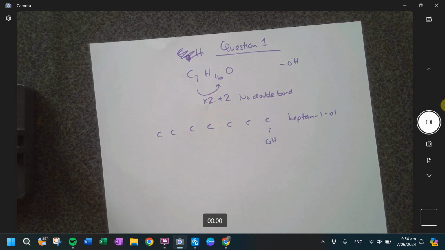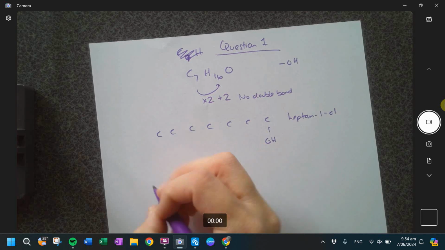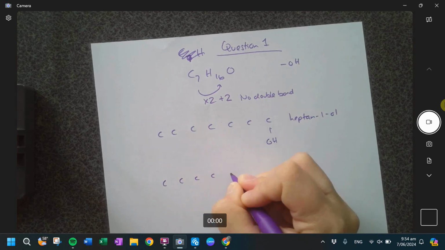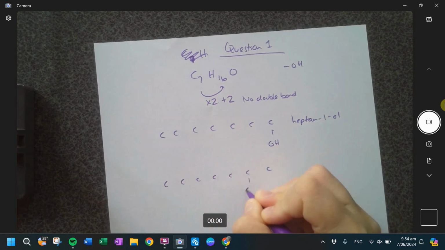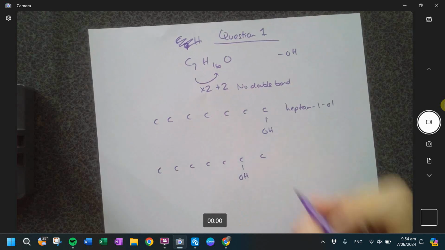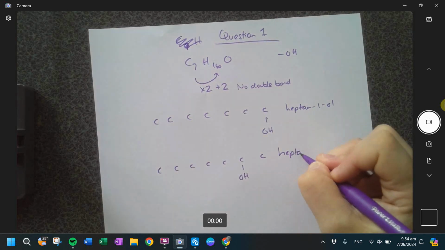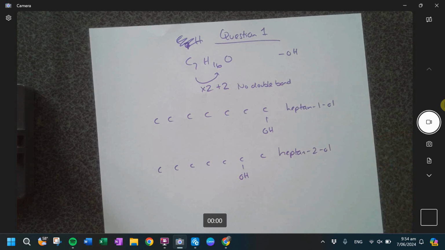All right, if I want to do another isomer of it, I would move the OH down one. So 1, 2, 3, 4, 5, 6, 7. Move it down over here. I now have a new isomer. This is heptan-2-ol. Good?